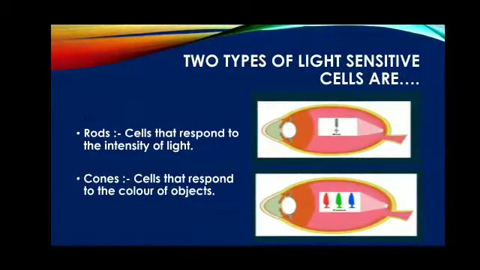Now, the two types of light sensitive cells are rods and cones. What are rods? Cells that respond to the intensity of light. And what are cones? Cells that respond to the color of an object. If we didn't know the color of the object we are seeing, it would not give any interest. And if we don't see the light of the object, we also won't get anything. Understand? So both of these are very important for our eyes.